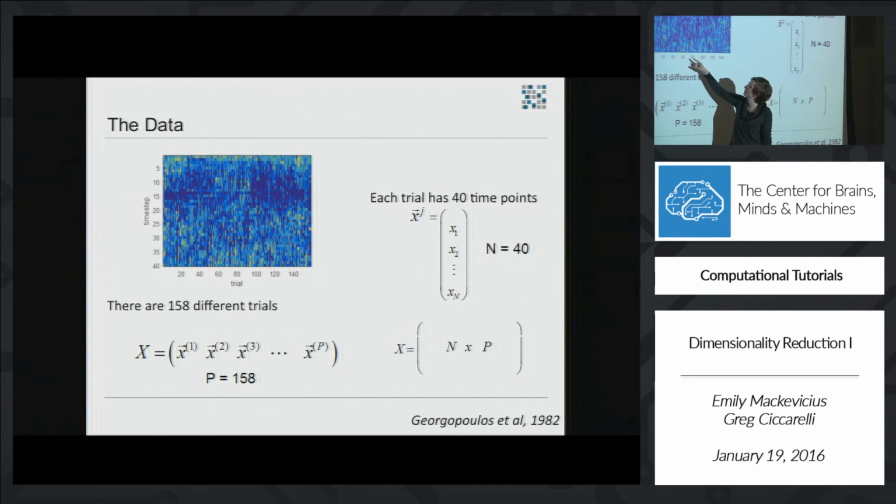You can see that the neuron fires less for some of these trials, and then more for these, and then less again for these. Are there any questions about the data? No? We're good. OK. Cool.